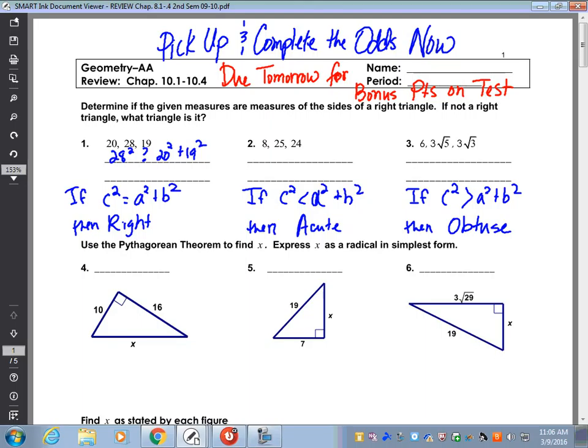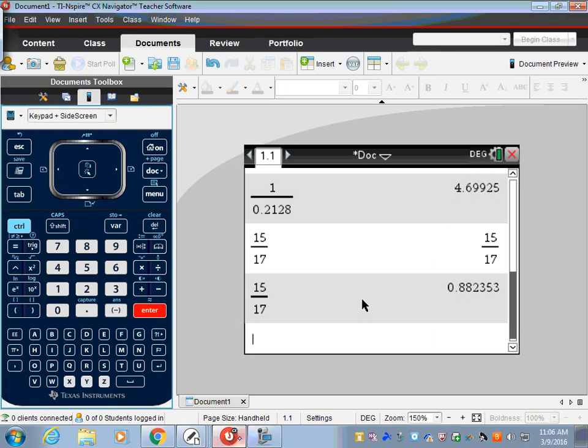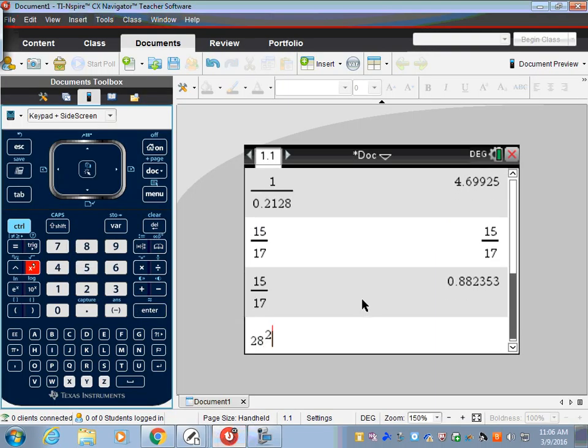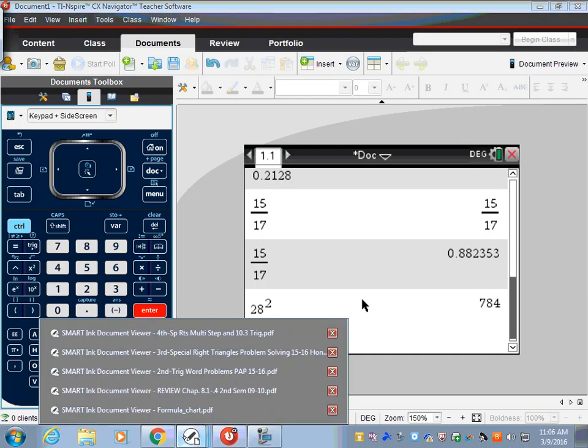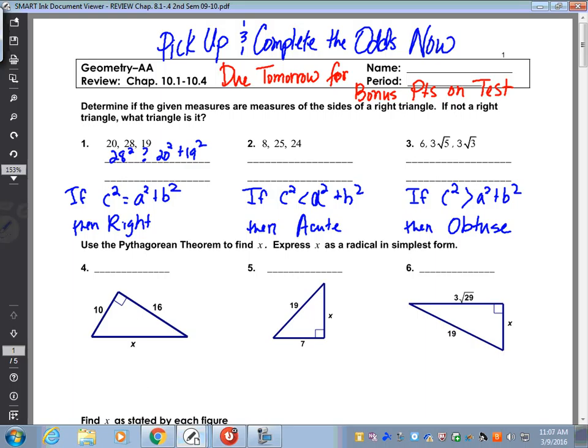This requires you to use your calculator. I'm going to tell you that now. So you're going to have to literally type in 28 squared, get that answer, write it down. Wait, which one did you start with? The biggest number always. So 28 squared, that's 784.